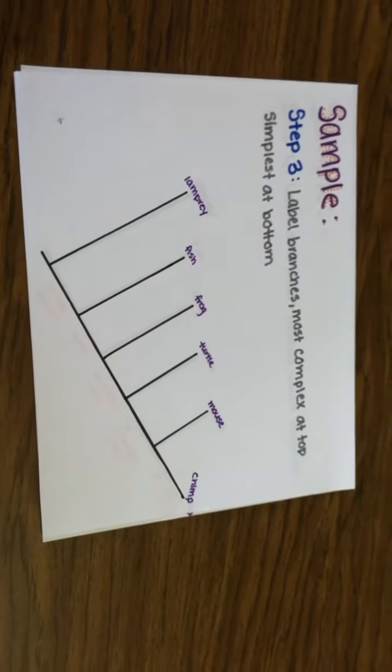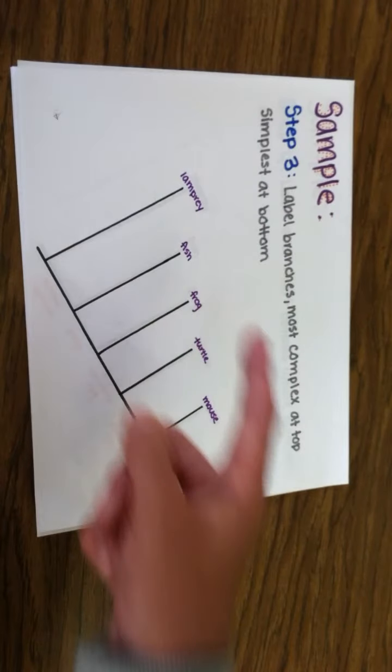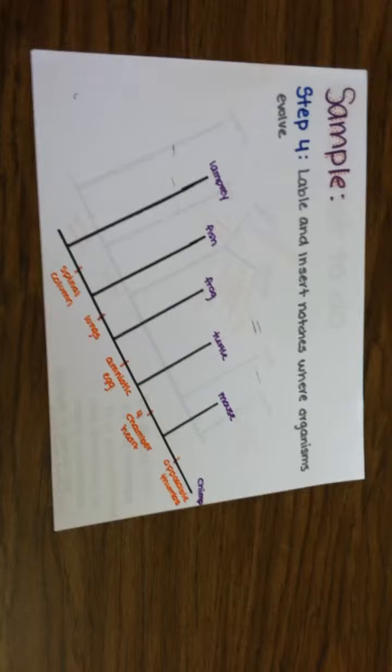Step 3, label the branches. Okay, most complex at the top, simplest at the bottom. Step 4, label and insert notches where organisms evolve, which obviously these are the notches.